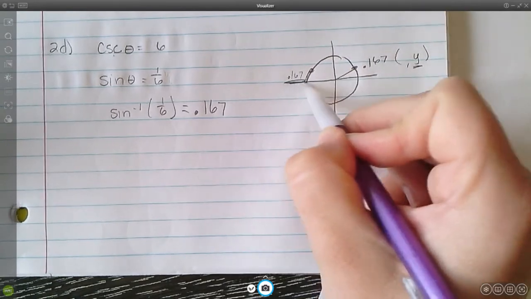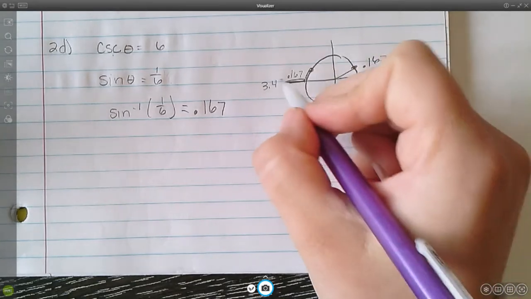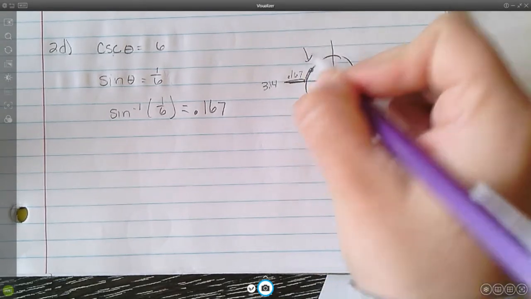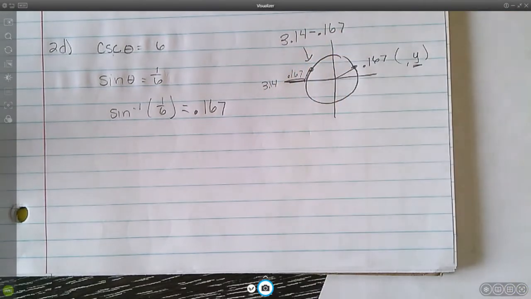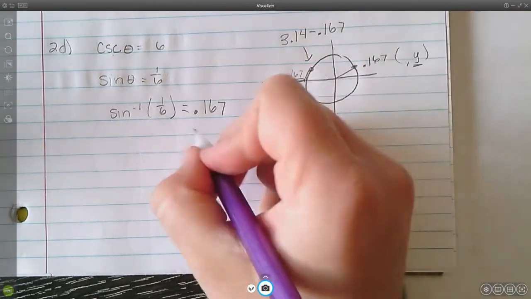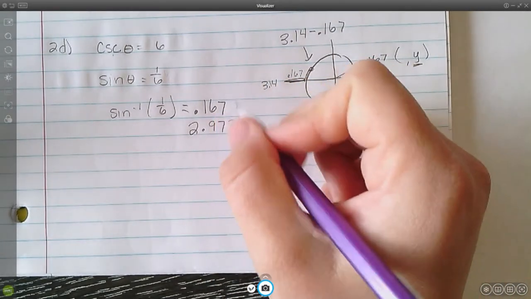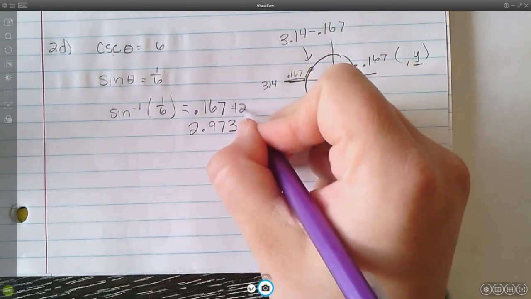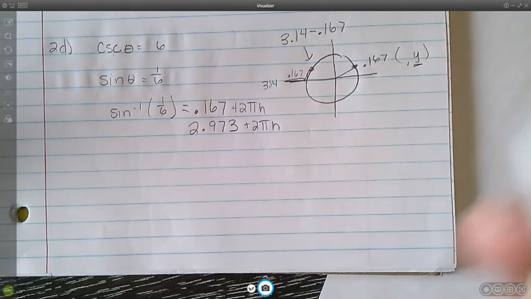This right here is at 3.14. So to find this, we will take 3.14 minus 0.167, and you get 2.973. And then you take both of these plus 2 pi n, plus 2 pi n. And then I think I've got another one.